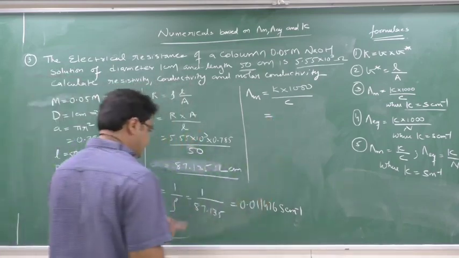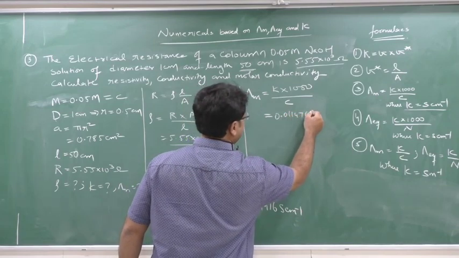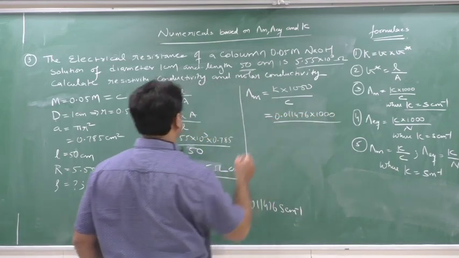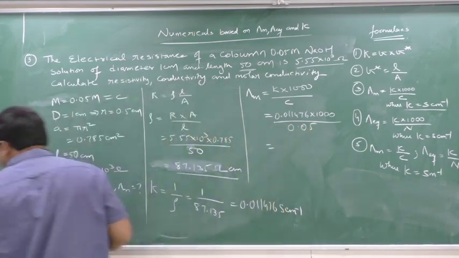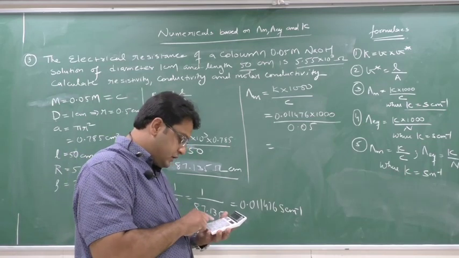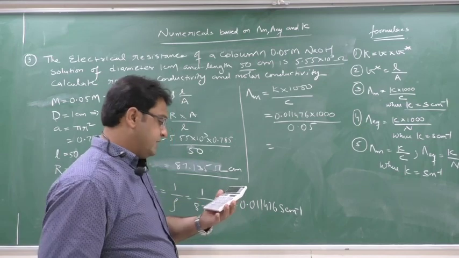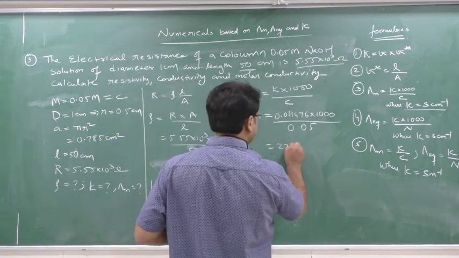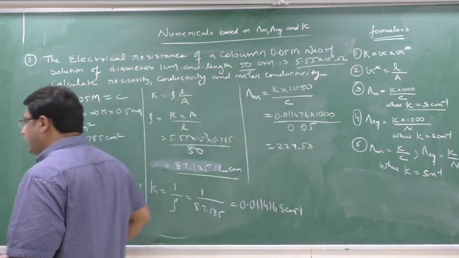So K, how much they have given? They have given 0.011476 into 1000 divided by C. C how much they have given? 0.05. So you get the answer as 0.011476 multiplied by 1000 divided by 0.05. So you get the answer 229.53.